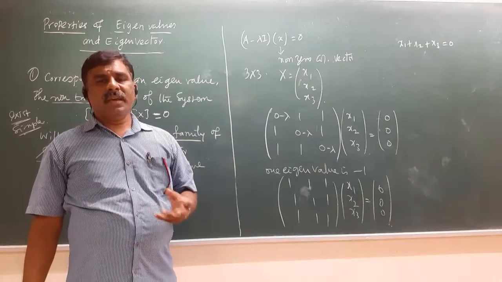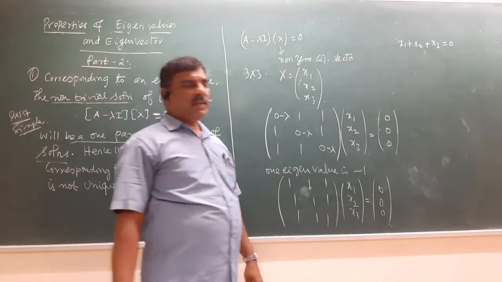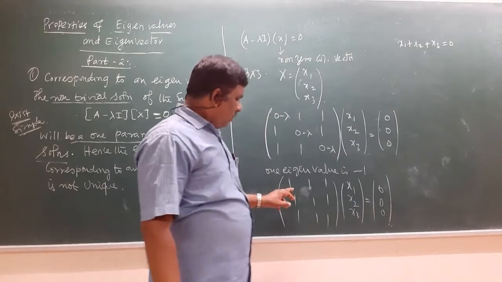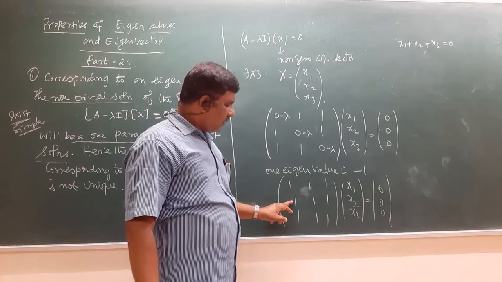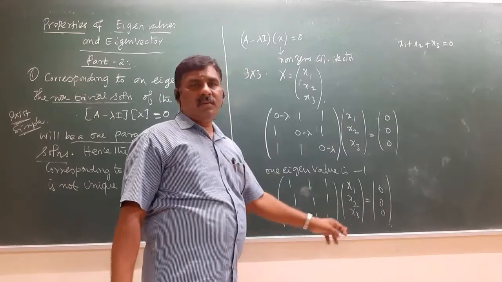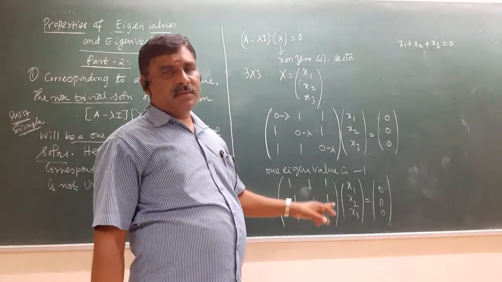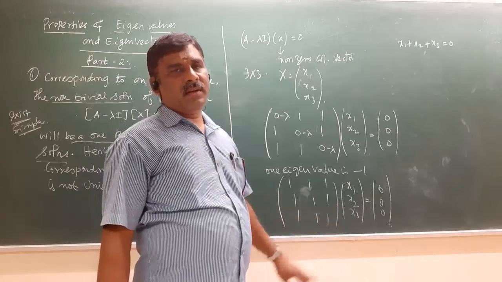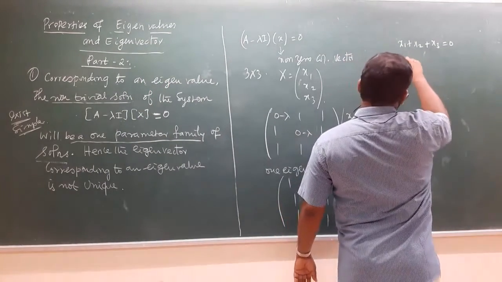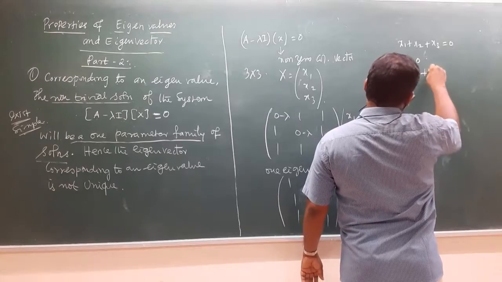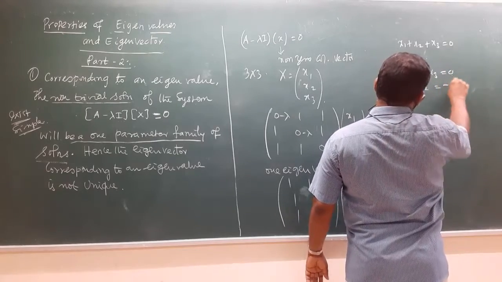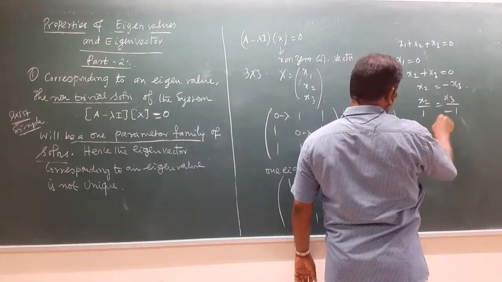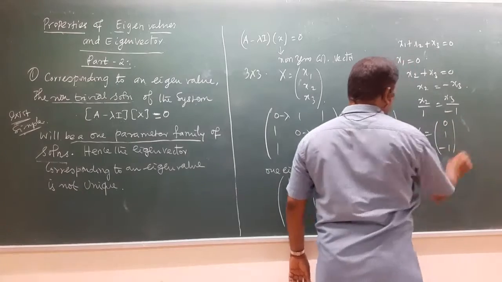There is no fixed eigenvector for this. For example, x1 plus x2 plus x3 equal to 0. If you are solving this, we will get x1 equal to 0, x2 equal to 0, x3 equal to 0. It is a trivial solution. When all of x1, x2, x3 equal 0, it is a trivial solution. But x is the non-zero eigenvector. Therefore, arbitrarily we can substitute x1 equal to 0. Then x2 plus x3 equal to 0, so x2 equal to minus x3, x2 by 1, x3 by minus 1. So one eigenvector is 0, 1, minus 1.